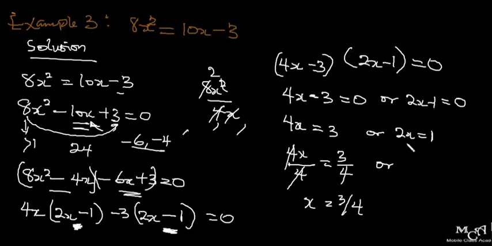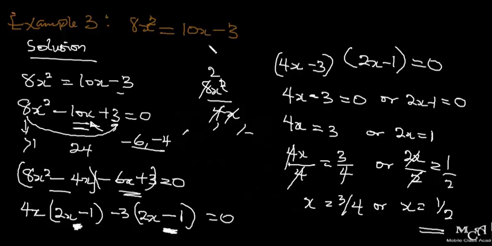Or we want the x to stand alone here, so we divide through by 2. So we have 2x divided by 2 equals 1 over 2. You know what we do to the left hand side, we do to the right hand side. So 2 goes here 1, 2 goes here 1. So our x can stand alone and it will give us 1 over 2. So x equals 3 over 4 or x equals 1 over 2. So this is our answer for this equation or this question.